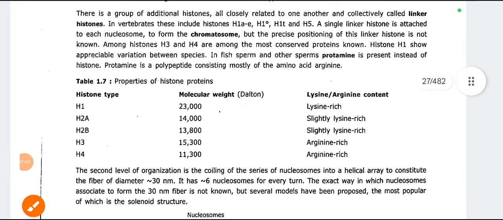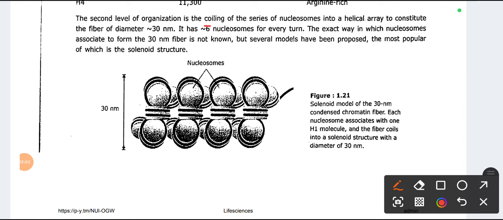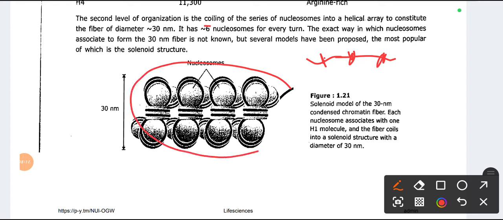So this first level of organization was nucleosome formation. The second level of organization is the coiling of the series of nucleosomes into a helical array. First was the beads on a string structure. Second is this one. In this case, there is a helical array to constitute the fiber of 30 nanometer. The 30 nanometer fiber is formed, and it has 6 nucleosomes for every turn.